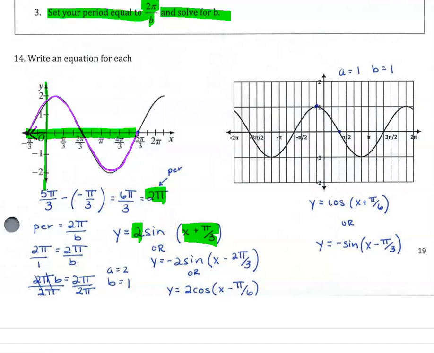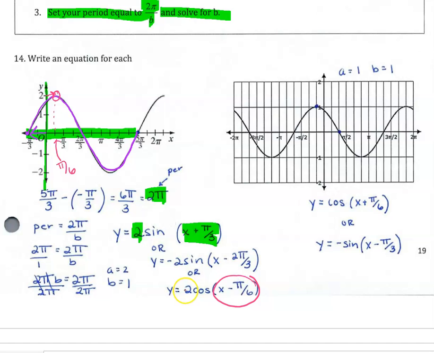Now, technically, I could write this as a cosine curve as well by picking, let's say, a maximum. So I could pick this guy right here, which looks like he's being shifted to the right pi over 6 units. So with that being said, that would be starting above the midline, going down like that.